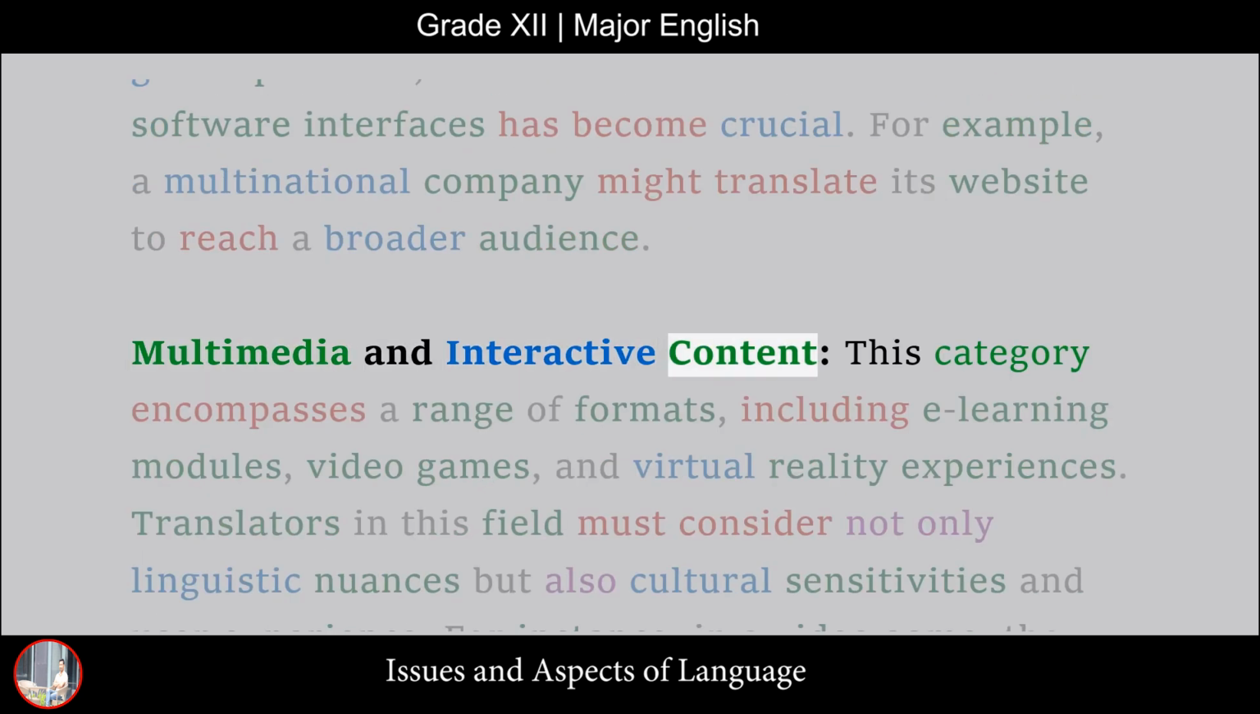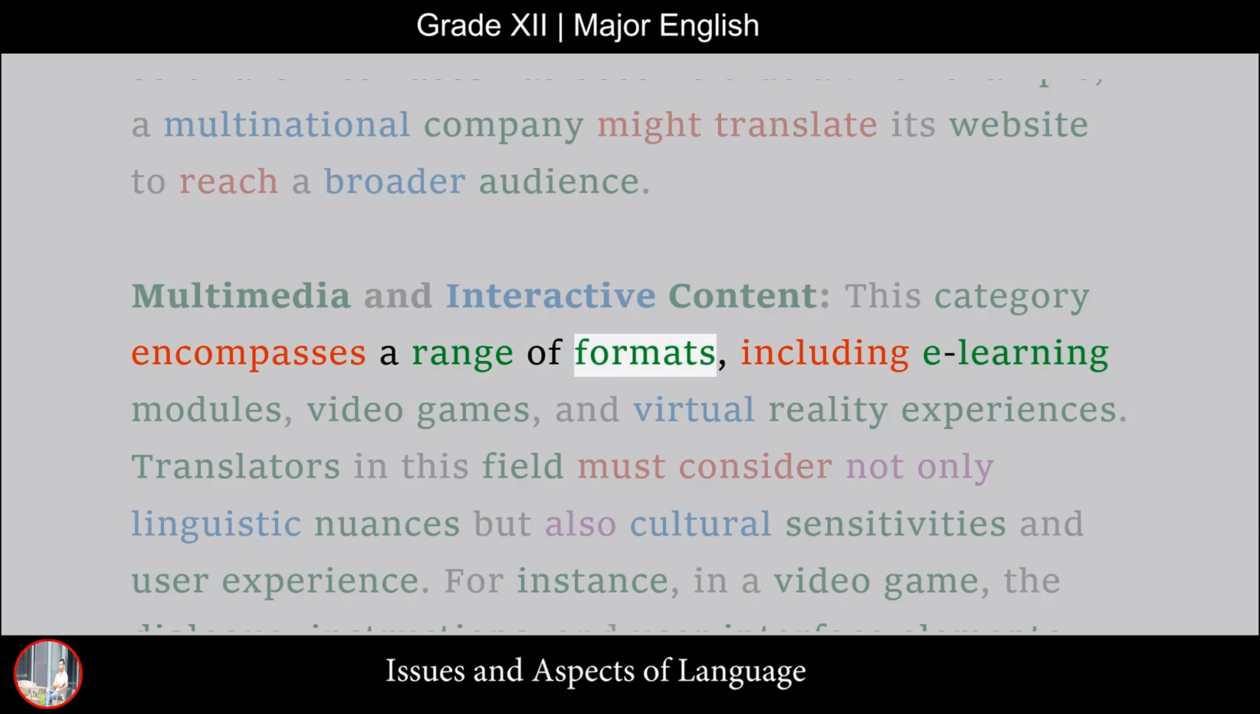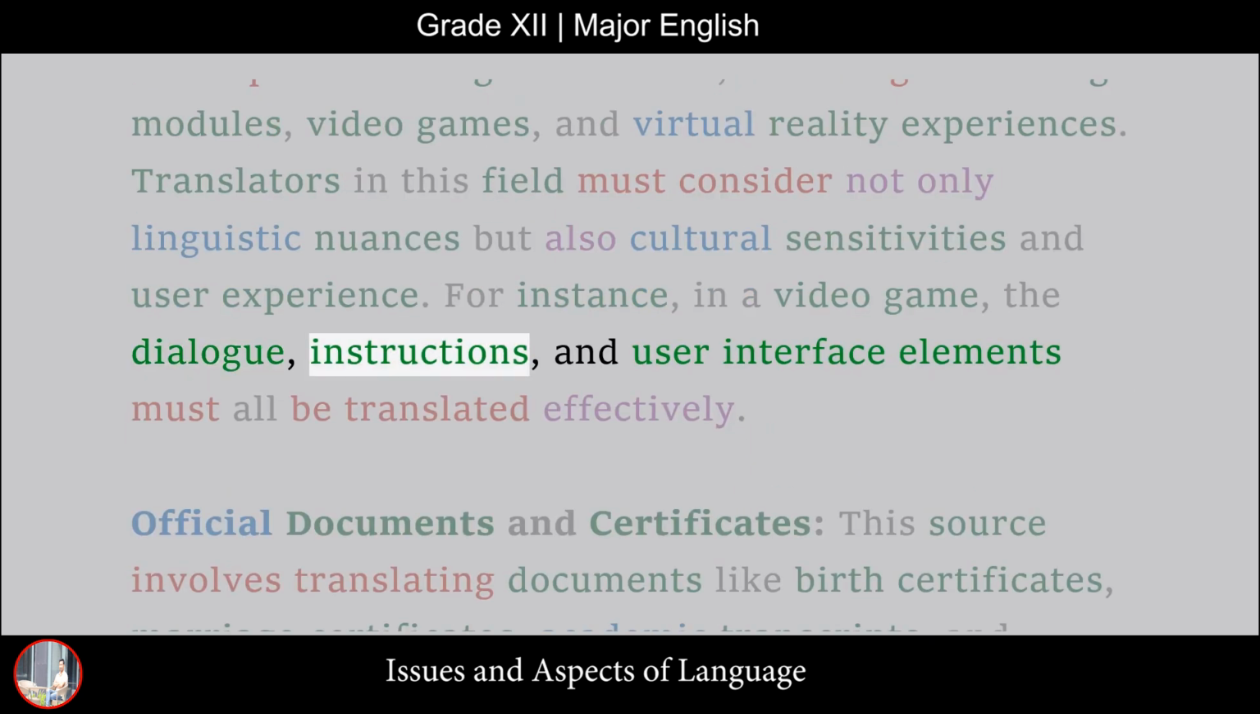Multimedia and interactive content: this category encompasses a range of formats, including e-learning modules, video games, and virtual reality experiences. Translators in this field must consider not only linguistic nuances but also cultural sensitivities and user experience. For instance, in a video game, the dialogue, instructions, and user interface elements must all be translated effectively.